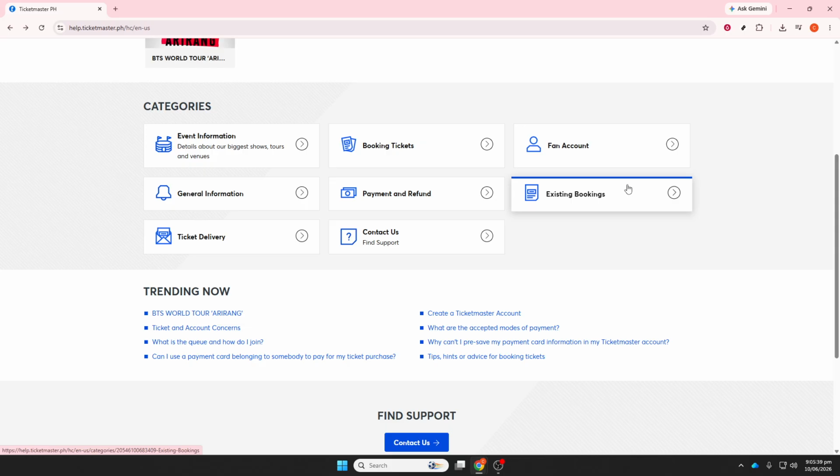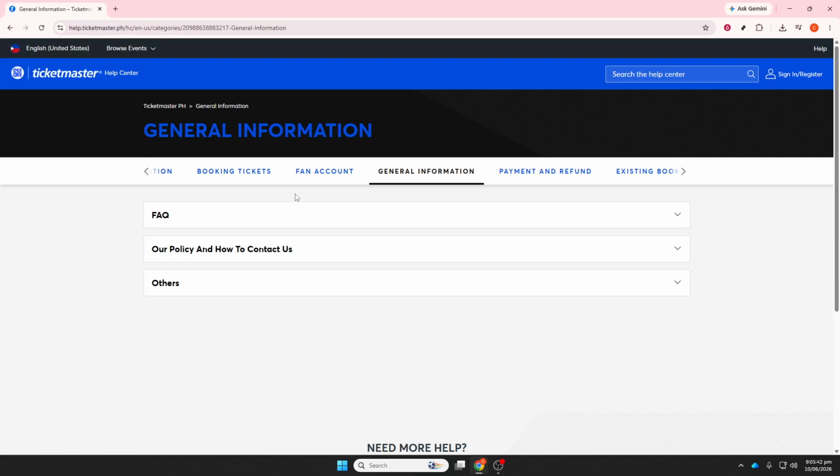The next step is to add your payout method. This is where Ticketmaster will send your money after the tickets sell. You'll need to enter your bank account or debit card details directly in the payout section. Be sure everything is accurate so there are no delays when your payment is processed.